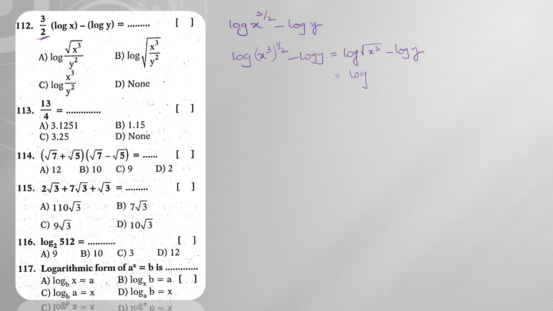Again this is in the form of log of x minus log y, then this can be written as log of x cube by y. So if you want to write this y inside the square root, then I can write it as log of square root of x cube by y square. So whenever you bring it into the square root, it is raised by 2. Then what is the answer? Log of root x cube by y square. Option B will be my answer.